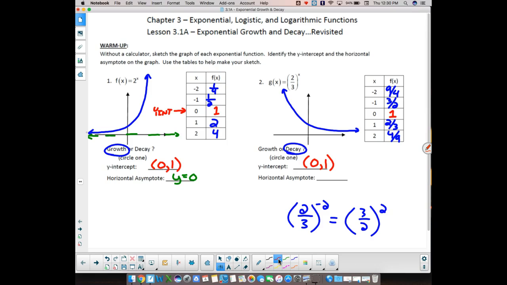Again, we have a positive number, 2/3, raised to an exponent. Will that value ever be less than 0? So will it ever be negative? No. Same logic we just used. Will it ever be 0? No. Same logic we just used. So y equals 0 is our horizontal asymptote.